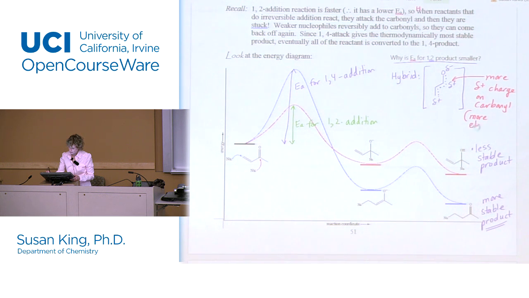So it's more electrophilic than the carbon on the end is. So it's going to be easier for nucleophiles to attack the carbonyl carbon rather than at the 1,4 position, which would be the beta carbon. All right, questions? Anybody?